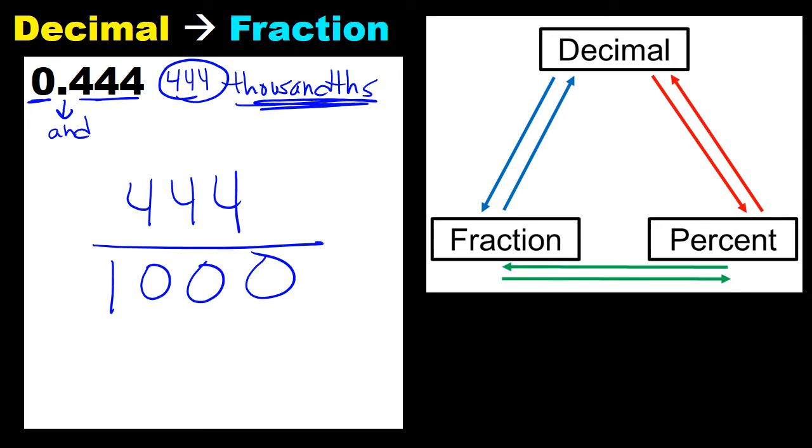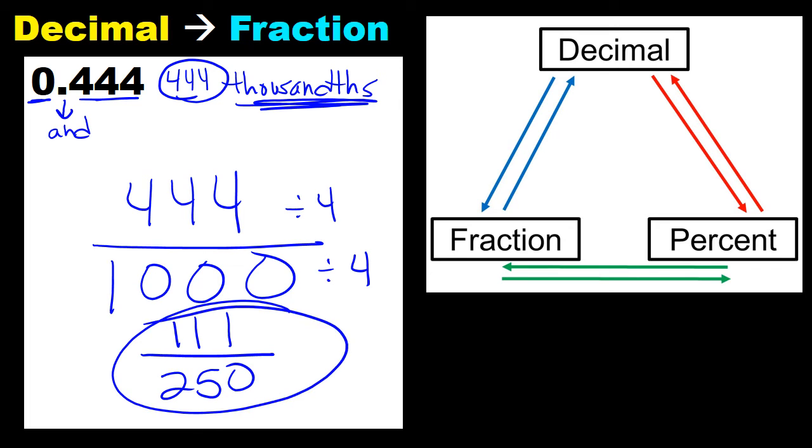And if I was going to reduce this, what I would do is divide the top and bottom by 4. When I go ahead and simplify or reduce, 444 divided by 4 is 111 all over 250. And so the very first step is make sure you set it up over whatever that place value is, in this case 1,000ths. That will get you on the right track, the first step, and then make sure that you simplify.